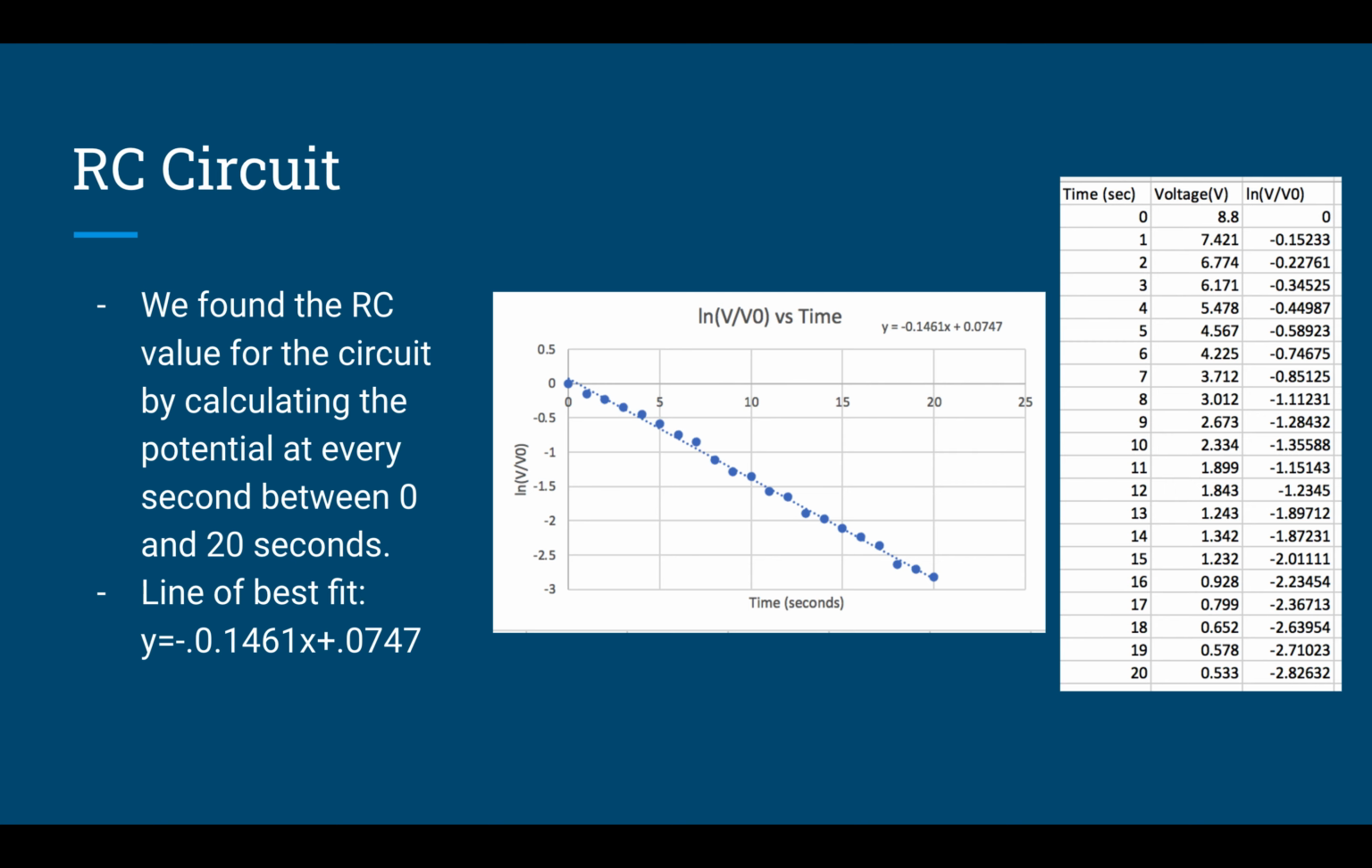Next, I recorded the instantaneous voltage every 20 seconds and used these to calculate the RC value. The third column shows ln of V over V naught, which was used to linearize the data so it could be plotted in this ln of V over V naught versus time graph shown here, which provides us with a line of best fit of y equals negative 0.1461x plus 0.0747.